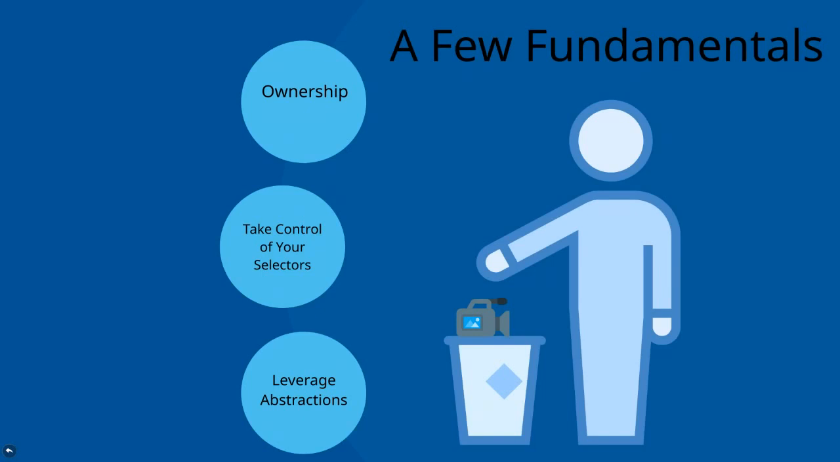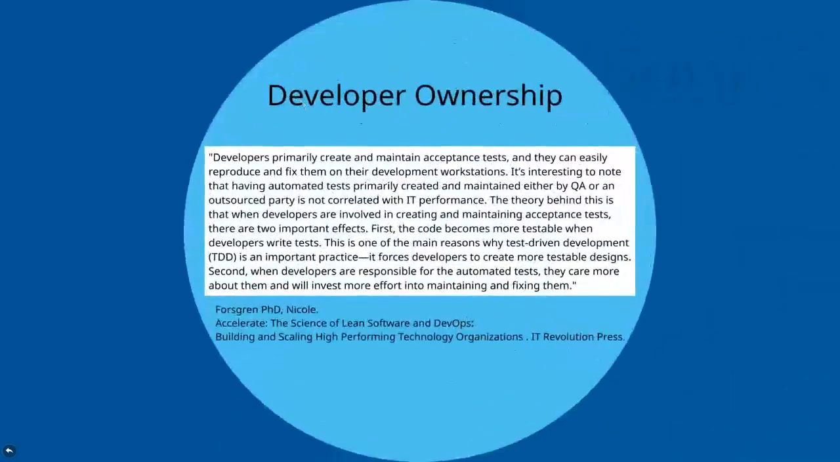I'm going to sidetrack for a minute and say something that's not often very popular, but it's really important if you want to build a successful automation program. And there's actually a lot of data to back it up. In the book Accelerate, the Science of Lean Software and DevOps, the authors discovered in their research that one key characteristic of high-performing teams was that developers primarily create and maintain acceptance tests, and they can easily reproduce and fix them on their development workstations. It's interesting to note that having automated tests primarily created and maintained either by QA or an outsourced party is not correlated with IT performance.